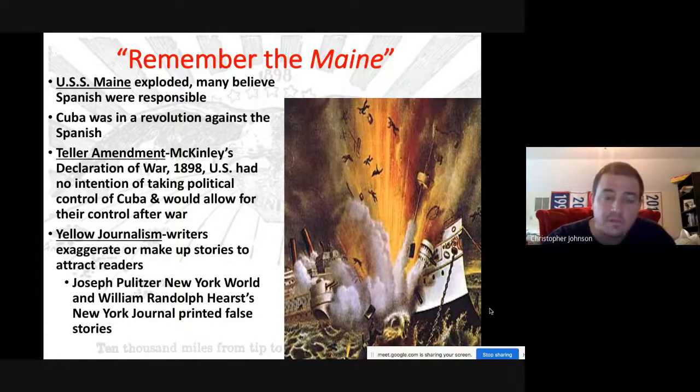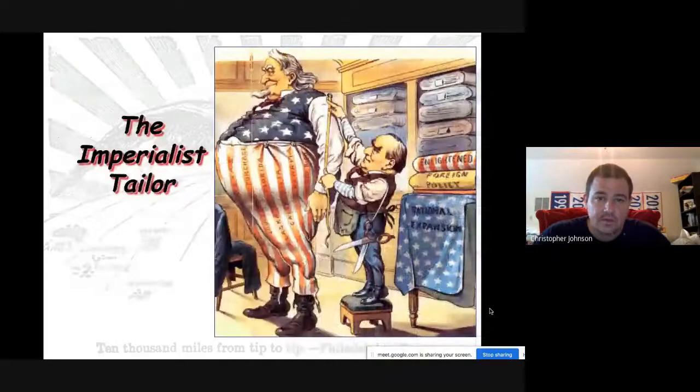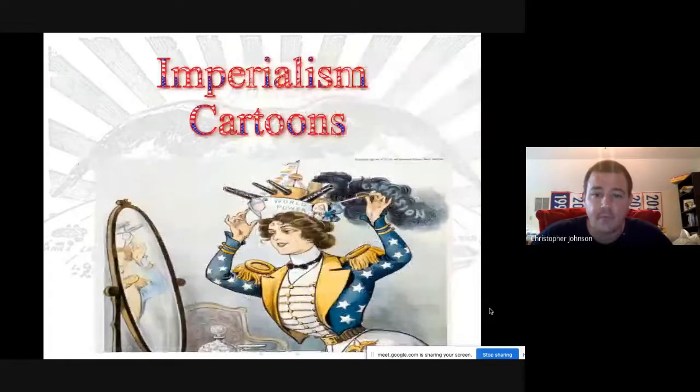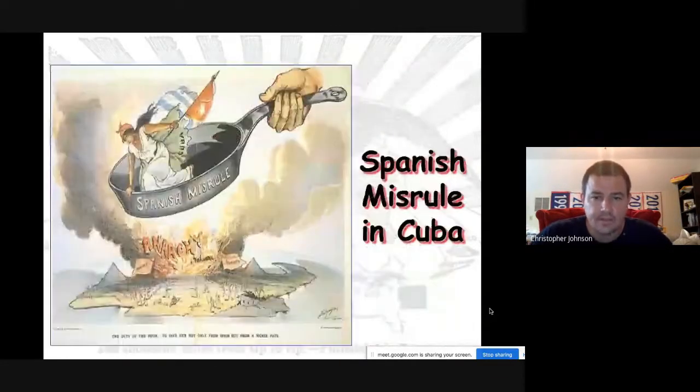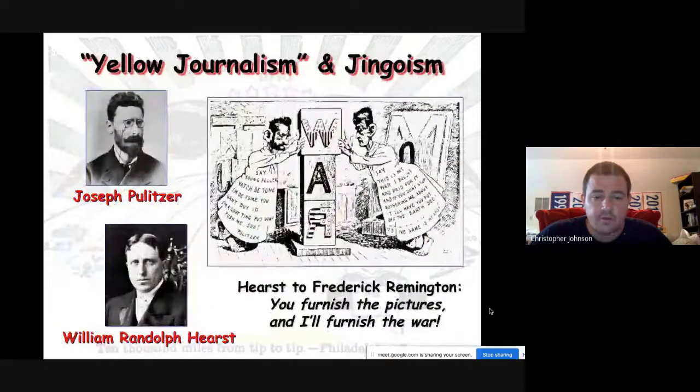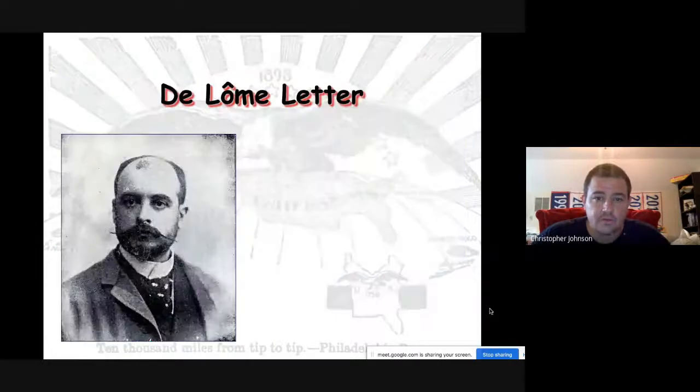McKinley did not want this war originally, but in the end, he is going to get the war because of pressure from other people. And so here's McKinley, the imperialistic tailor. We're adding more and more to our country, and we are getting bigger and bigger and bigger. Again, some of the other cartoons into it. Pulitzer and Hearst are going to be the ones that stir up the war. You furnish the pictures, I'll furnish the war. And so they convinced the American people that war was necessary. They used yellow journalism and jingoism, taking over other territories.